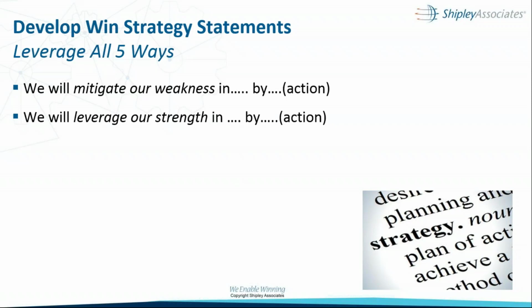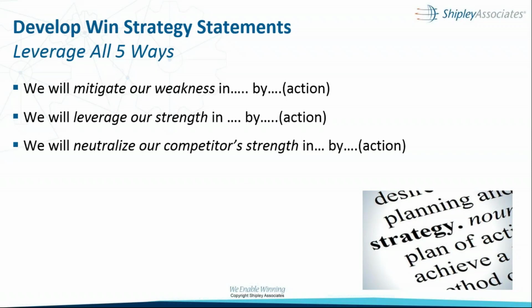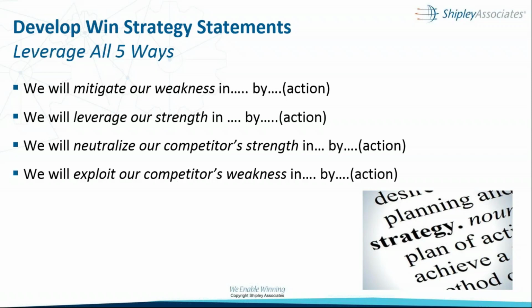What's the action we're going to take, either in the proposal or in our communication with the customer to solve that? We'll neutralize our competitor's strength. How? Exploit the competitor's weakness. By doing what? We're going to show it in a graph, an image, a chart, an article that was written, a press release. How are we going to exploit that weakness? Always, though, focus on our discriminators. What makes us different and better? So those are really, really the keys.